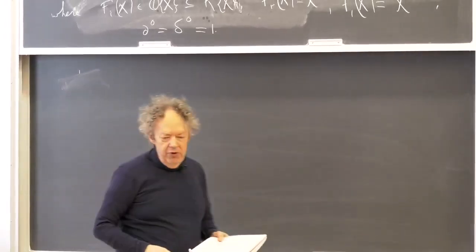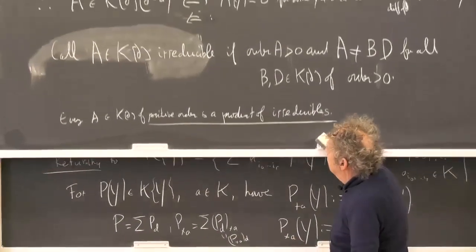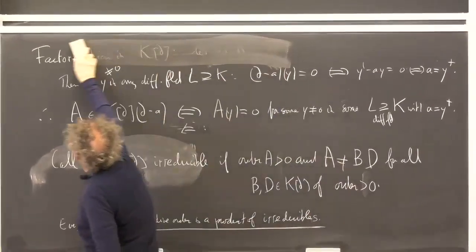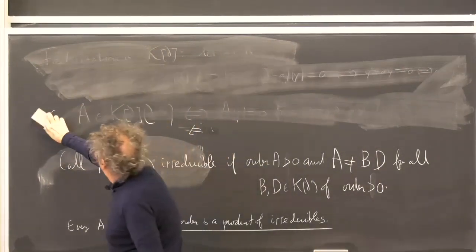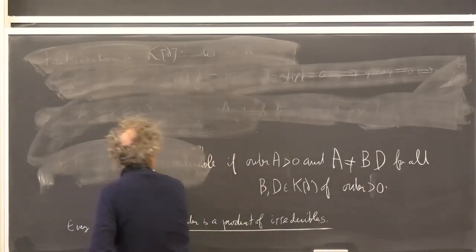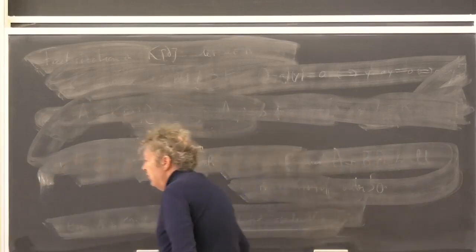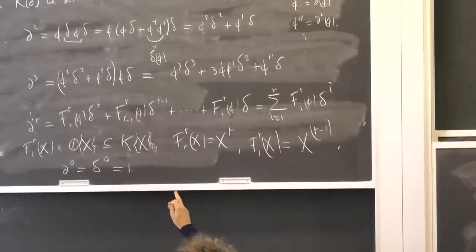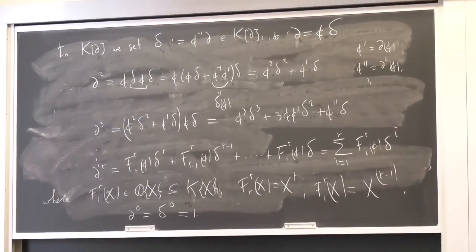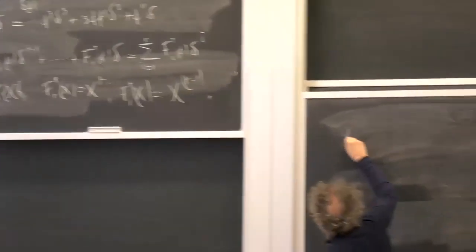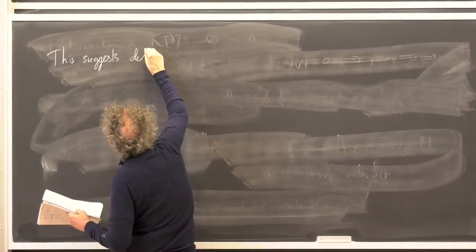Maybe I should continue on another blackboard. So we now want to translate this information to the case of differential polynomials. I mean, these are identities in the ring of differential operators, K little delta, right? But what it suggests, I hope, it will turn out that this will work, defining this.